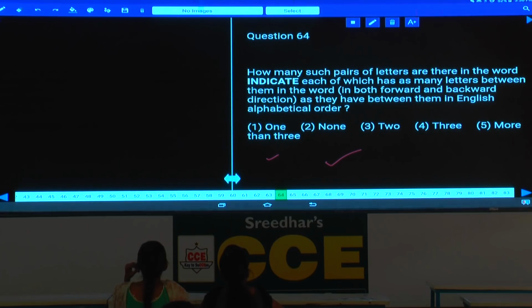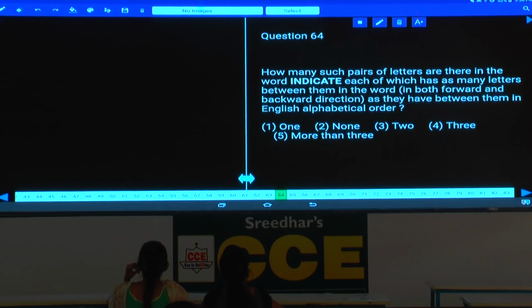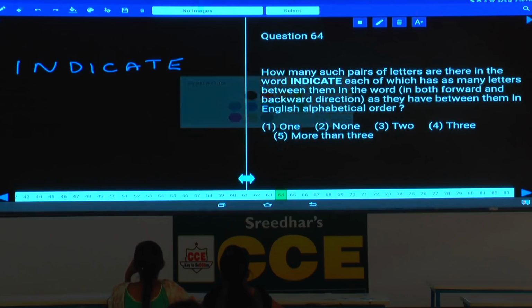Question number 64. Now, how many such pairs of letters are there in the word indicate, which have as many letters between them as they have in the English alphabet? The word is INDICATE. Starting with I, J, K, L, M, N, O, P, no letter is matching. N, O, P, Q, R, and it is also not matching. D, E, F, G, H, I, J, K, L, M, C, D, E, F. Hence, from left hand side to right hand side, there is no pair at all.